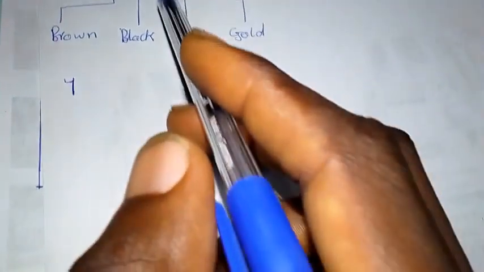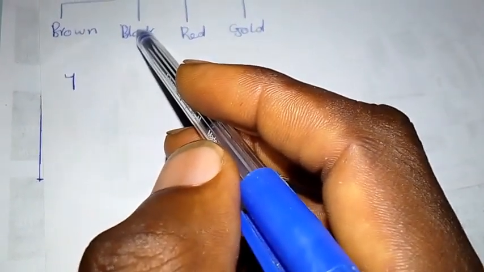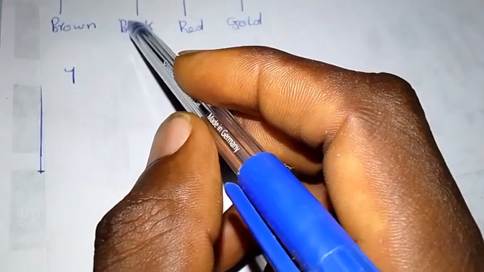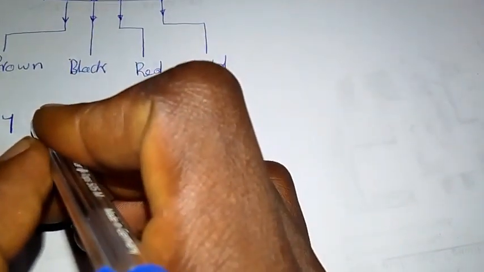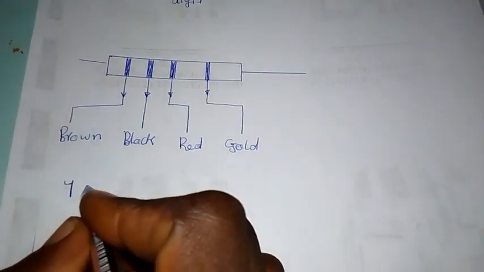Okay, black here, the corresponding number is 0. So let's write out our 0 here.